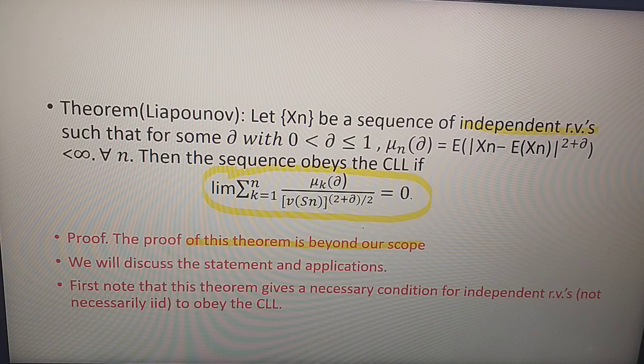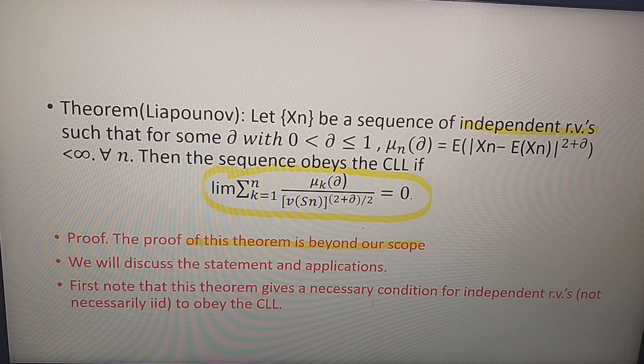First note that the proof of the theorem is beyond our scope, so we will discuss corollaries of this theorem. First note that this theorem gives the sufficient condition for a sequence of independent random variables to obey the central limit law.